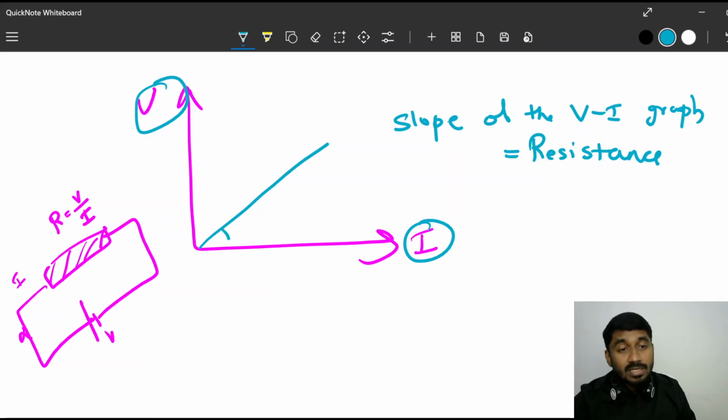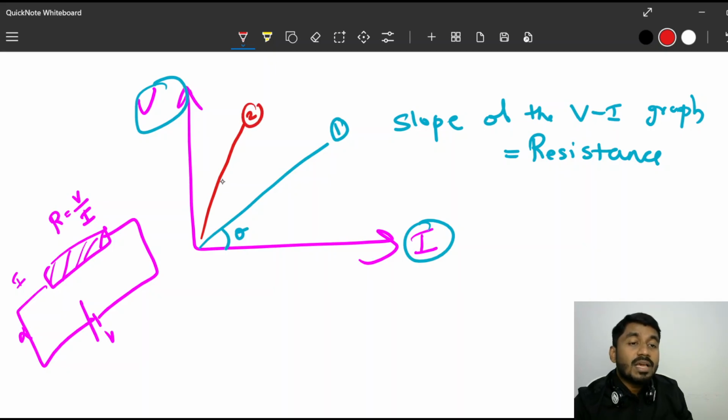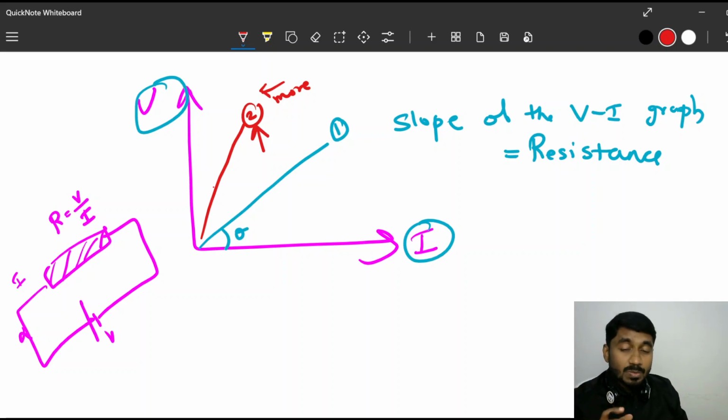Now let's see, the slope means how much it is inclined. If this is conductor 1, and this is conductor 2, which has more slope, then conductor 2 will have more resistance. Board exam questions give you two conductors, 1 and 2, and ask you to find which one has more resistance. In this case, the second conductor will have more resistance because it has more slope.